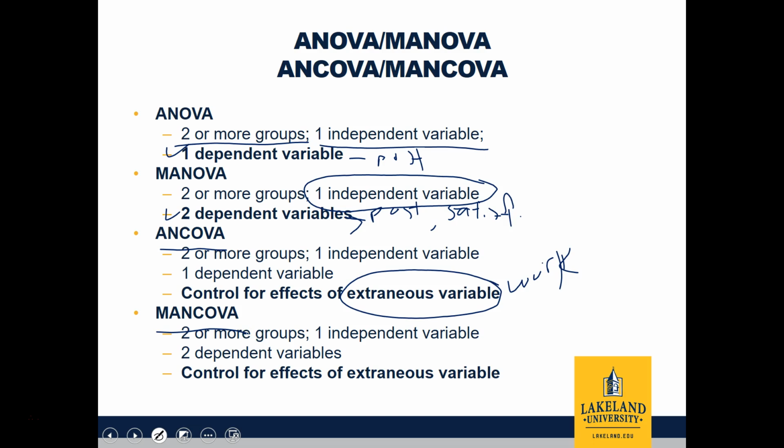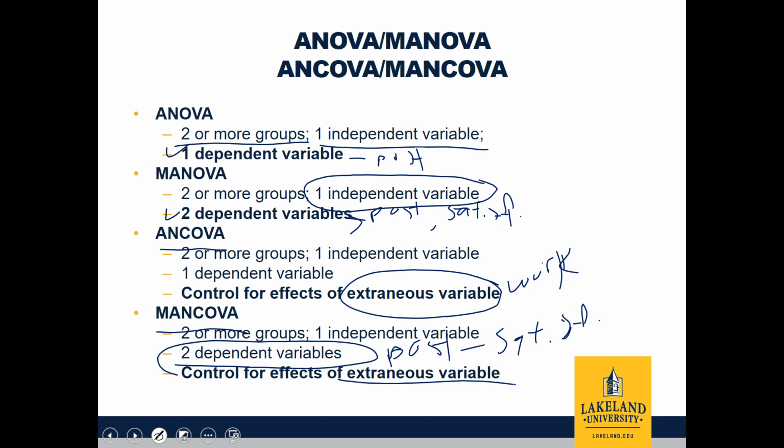And then the MANCOVA version of that is the same exact thing as the difference between our ANOVA and our MANOVA, being that it's multivariate. So we've got the two different dependent variables. In this case, we could look at your post-test score and your satisfaction with the class as your two different dependent variables. And then, how many hours did you spend working? We want to make sure that we control for that statistically as our extraneous variable.